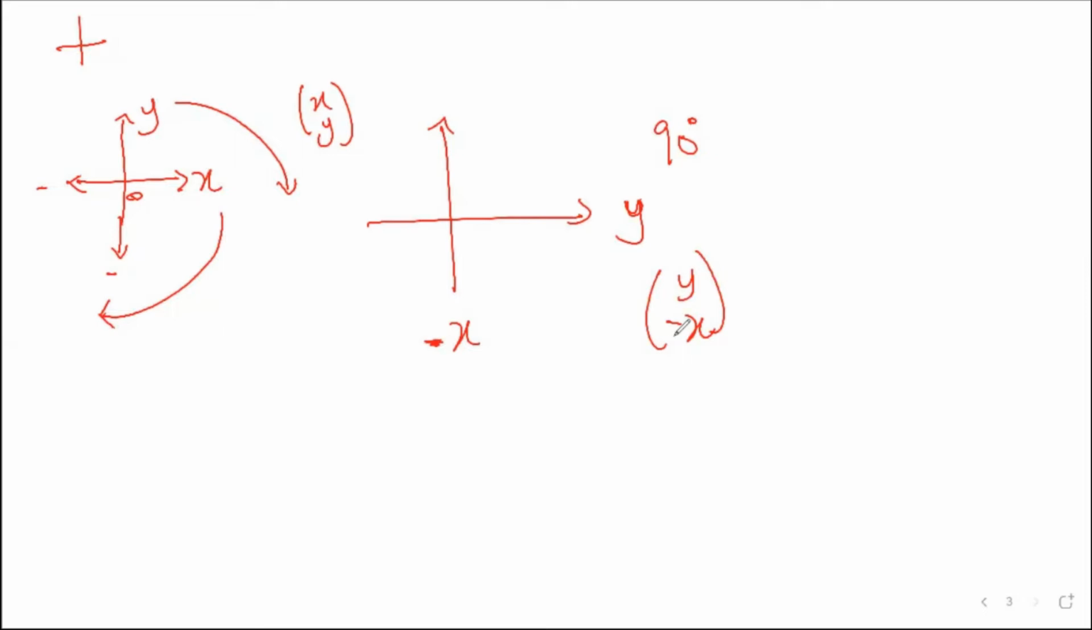Excuse me. Hello. Hello there. Okay. All right, so the reading was y and negative x. Yeah, so that's the first movement, 90 degrees clockwise.